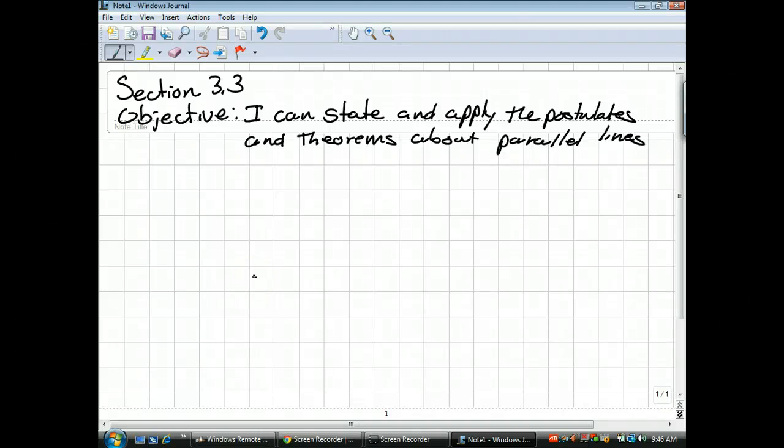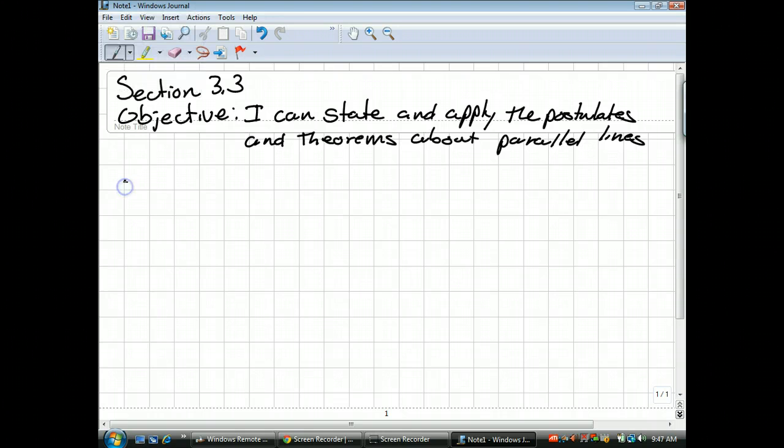Section 3.3, our objective today is I can state and apply postulates and theorems about parallel lines. Now, yesterday we talked about two parallel lines cut by a transversal, then corresponding angles are congruent, alternate interior angles are congruent, and same side interior angles are supplementary, those kinds of theorems. Well, today we're going to use the converse of those theorems to prove that two lines are parallel.